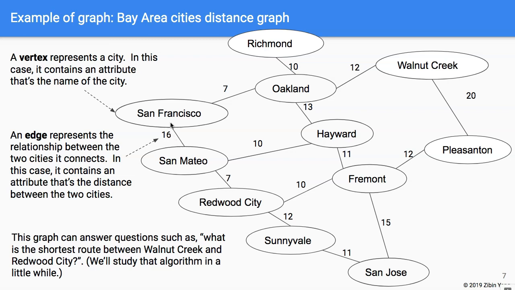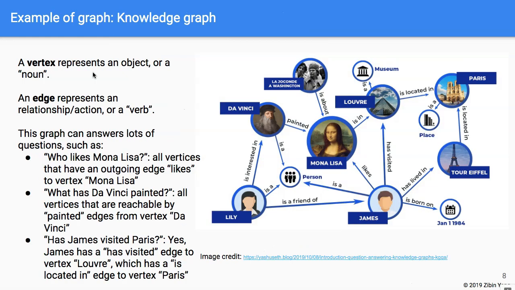Okay, and now with this graph, what is this graph good for? Well, it can answer a very useful question, such as what is the shortest distance between Walnut Creek and Redwood City, and that's a question that our GPS or navigation software answers every time you want to go somewhere. We will actually study an algorithm that figures out the answer to this question in a little while. So this is another example of a graph. You might have heard this before, a knowledge graph.